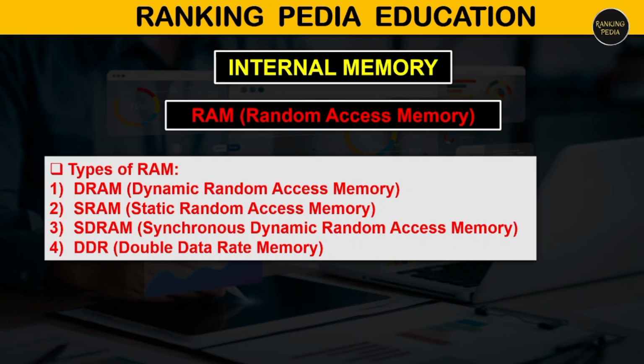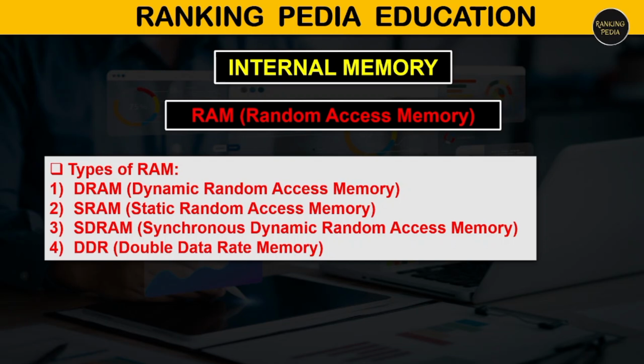First is DRAM, that is dynamic random access memory. Second is static random access memory. Third is synchronous dynamic random access memory. And fourth is double data rate memory. So what is DRAM? Dynamic random access memory stores data temporarily, as data is lost when the power supply is suspended. This is the property of a DRAM.